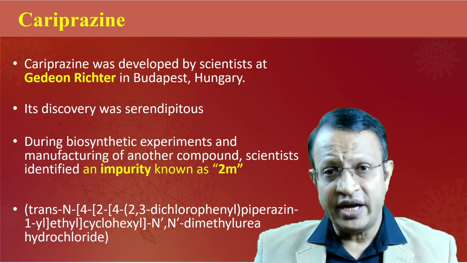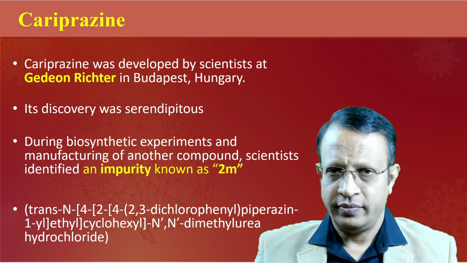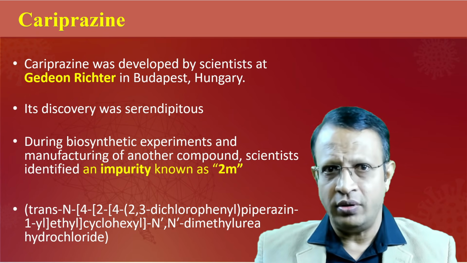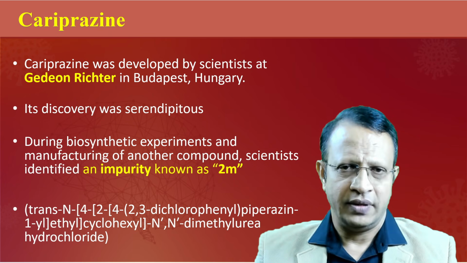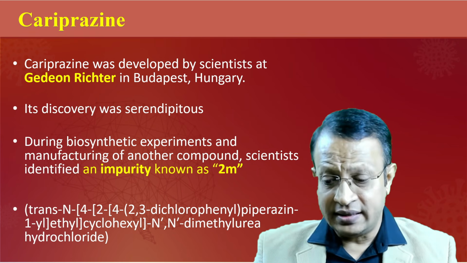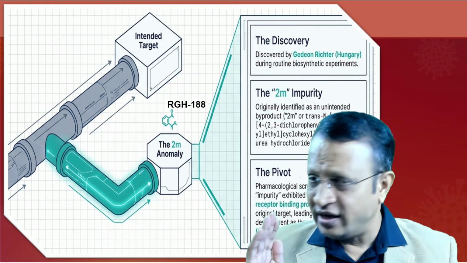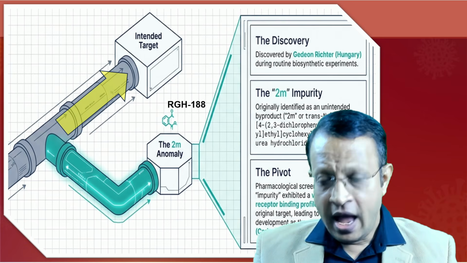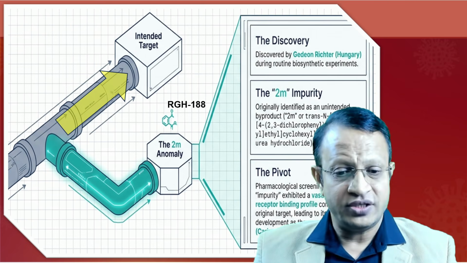During his scientific research, by accident, he found one molecule. During these biosynthetic experiments and manufacturing of another compound, Gideon Richter identified an impurity known as 2M. And this 2M was more effective than the targeted molecule they wanted to manufacture. So you can clearly say Gideon Richter wanted to target some molecule and he was trying to isolate it. During that time, he came up with an impurity called 2M.